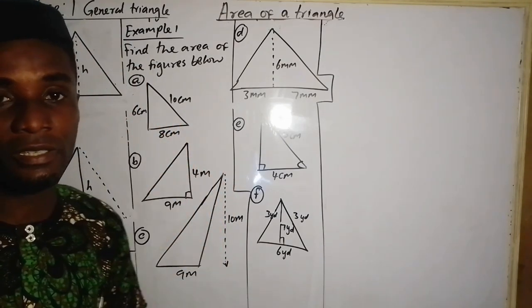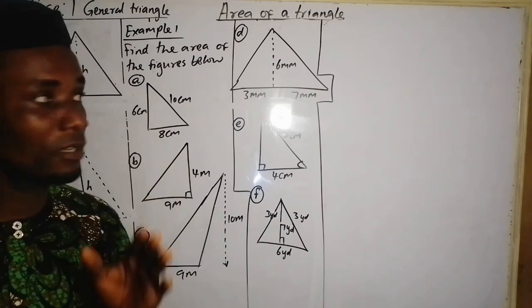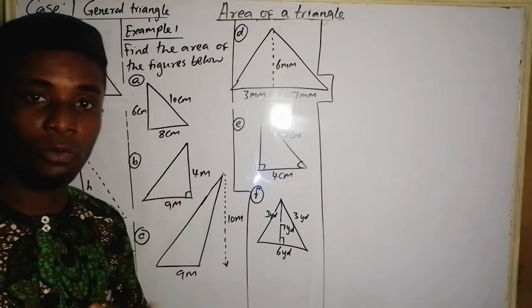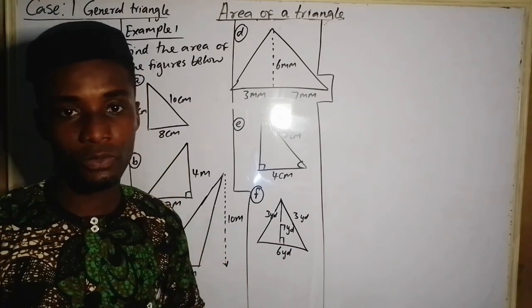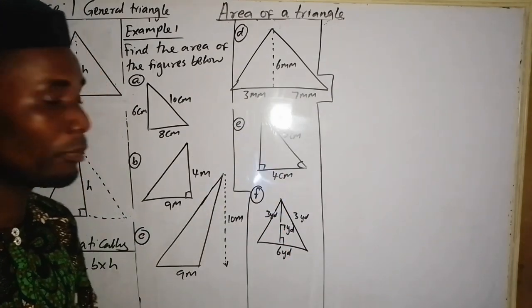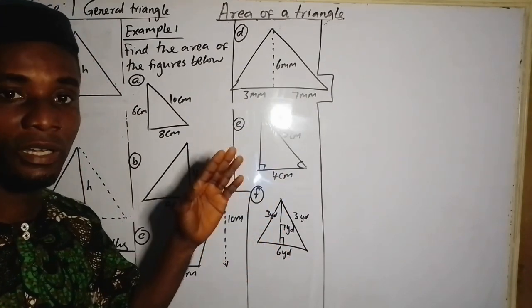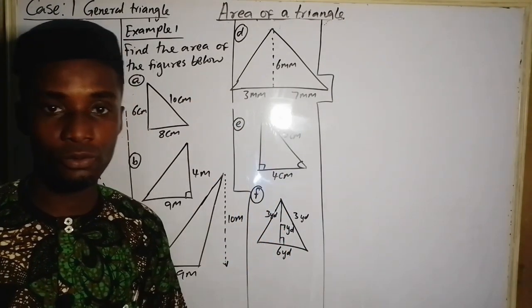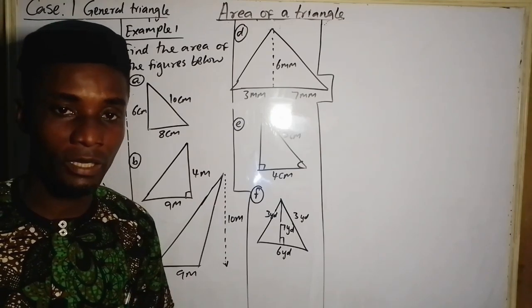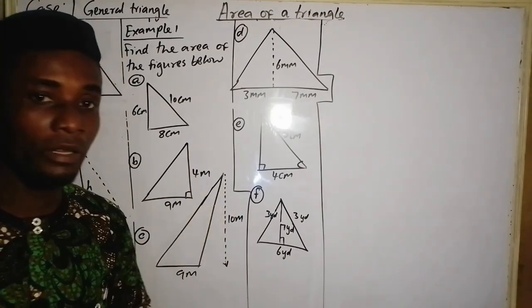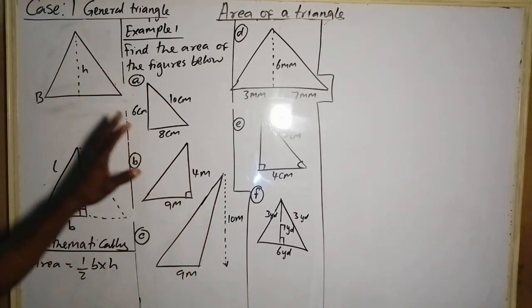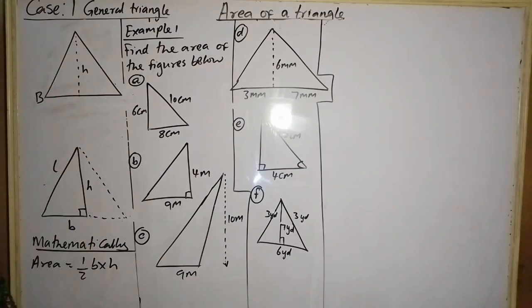In each case we have different questions to solve that require different approaches as well. We're going to show you how to approach each question based on the kind of question given to you and the method or the formula you need to use to solve it. So we're going to start with case 1, which is the general triangle.